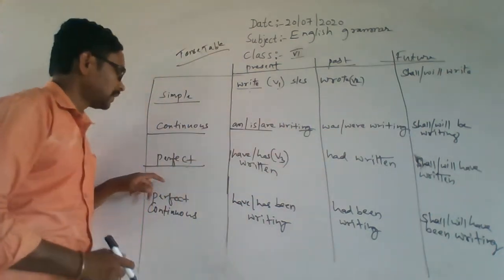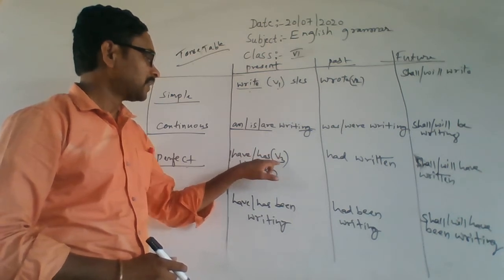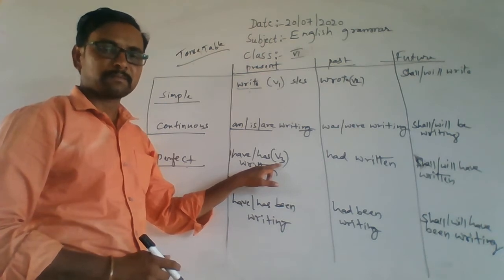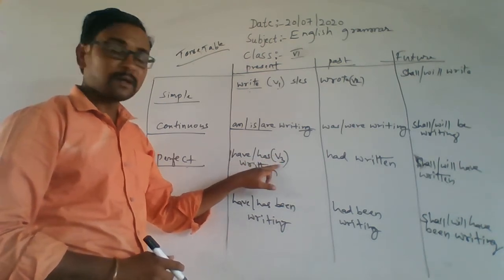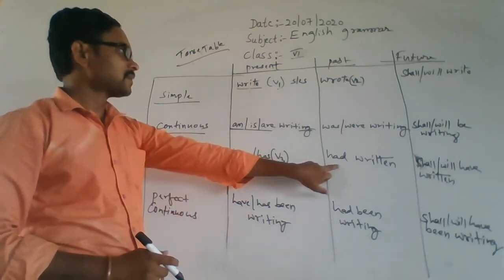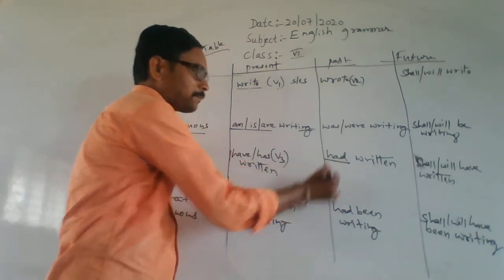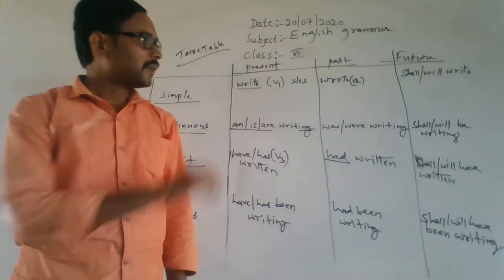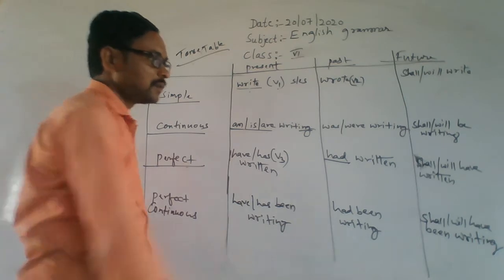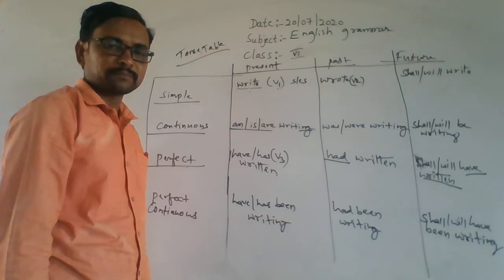Let's see perfect. Present perfect. Here have or has. We should write V3 here. It means past participle. So write change as written. In the past perfect, only one helping verb is there, that is had. Then in future perfect, shall or will have written. So we just add have, then change to V3.